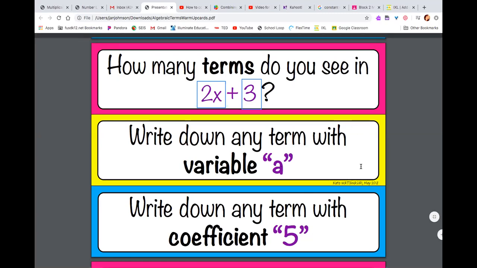So if I want a term with the variable a, I can say ab. I can say 3a. I could use xa times a. I could say 47a. So I need you guys to come up with an example.